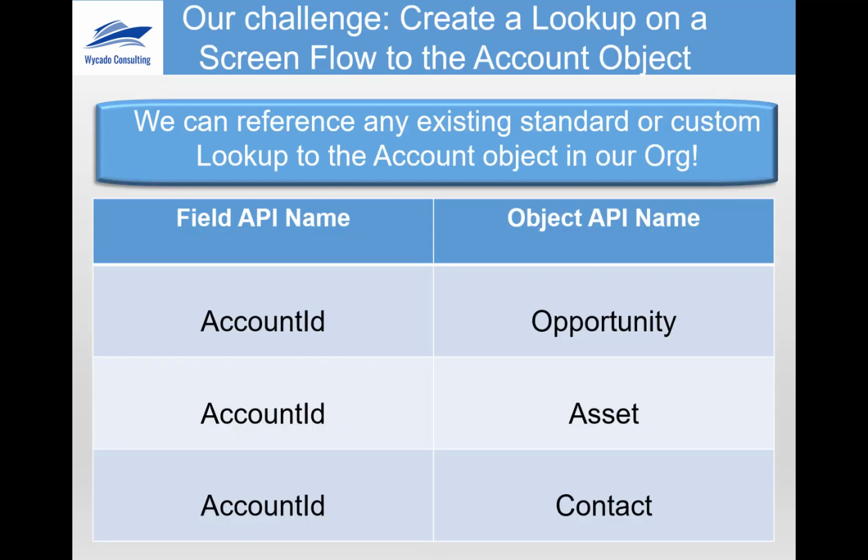So if our challenge is to create a lookup on a screen flow to the account object, we can reference any existing standard or custom lookup to the account object in the org. Given that Salesforce is an account-centric CRM system, we got account lookups all over the place. Opportunity, asset, contact, other ones. We can use any of those. So let's now complete our challenge. We're going to create a lookup on a screen flow to the account object. And we're going to use the standard lookup component.